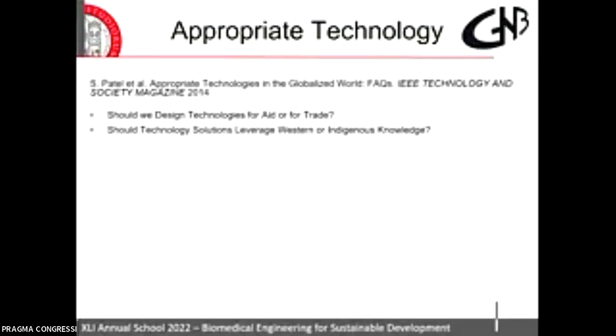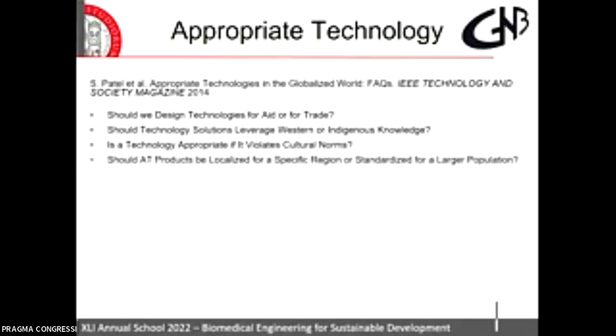I'm not going to give answers. Is that technology appropriate if it violates cultural norms? Probably we all would answer no, but sometimes cultural norms can be unacceptable for us in relation to human rights. Should appropriate technology products be localized for a specific region or standardized for a larger population?